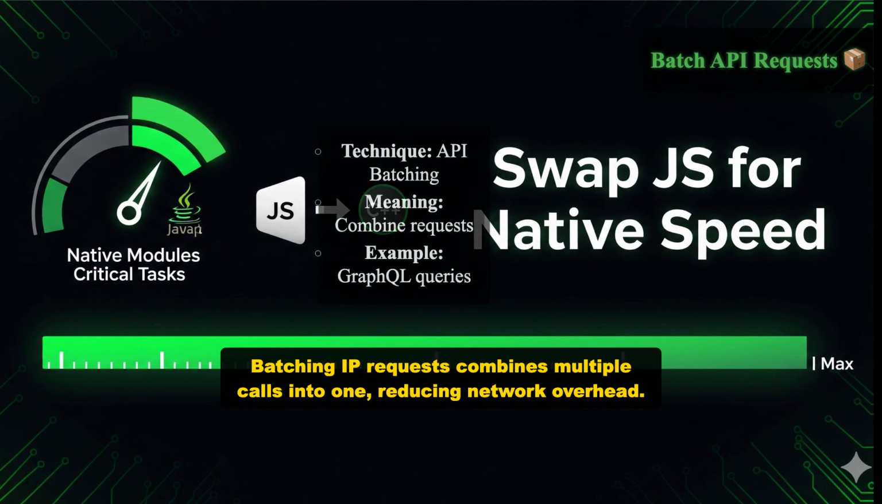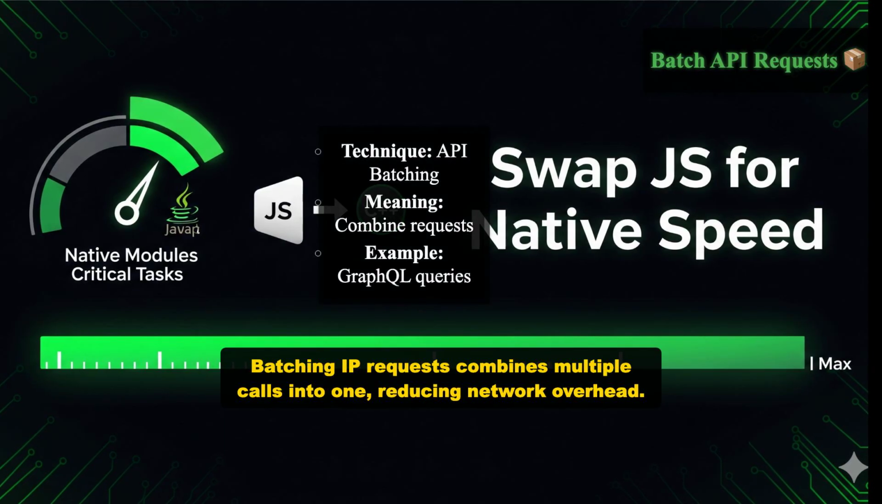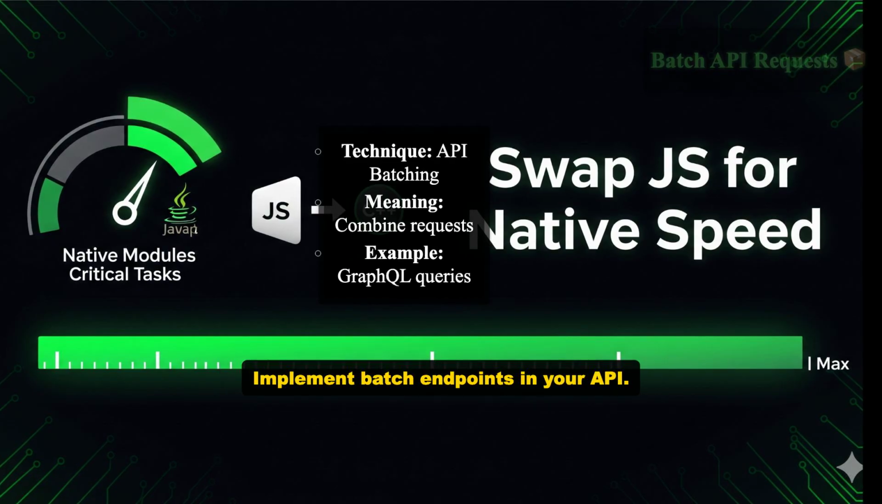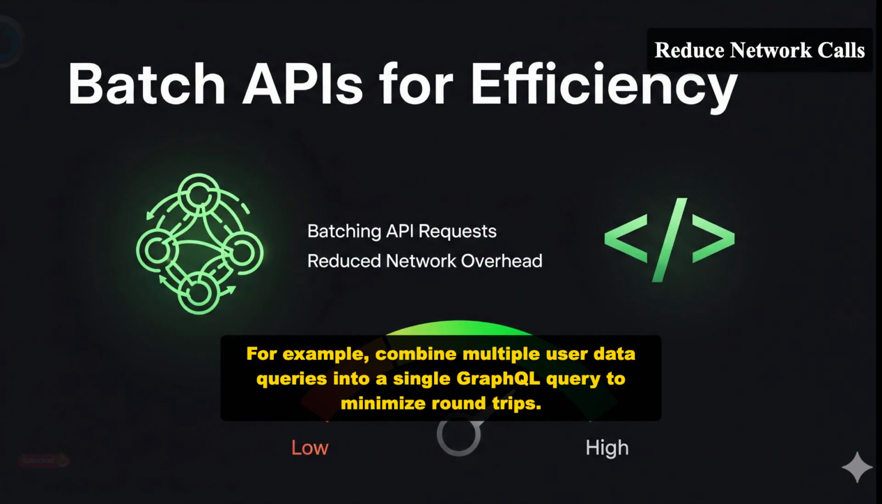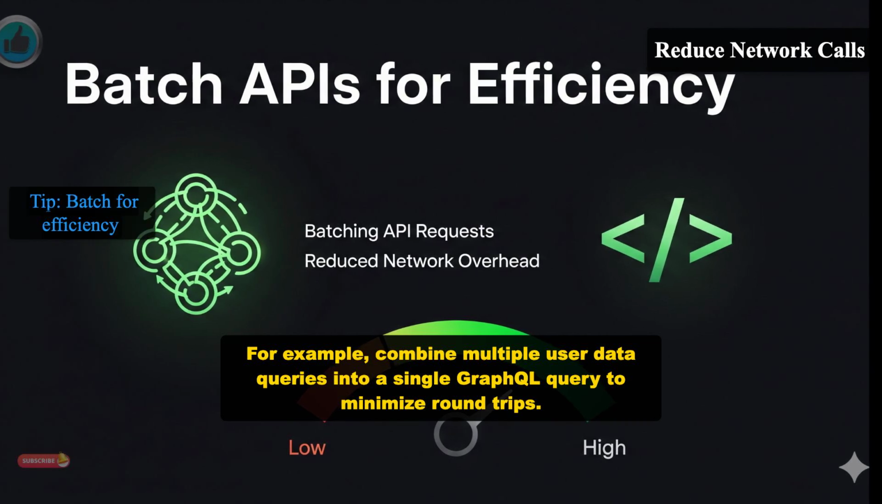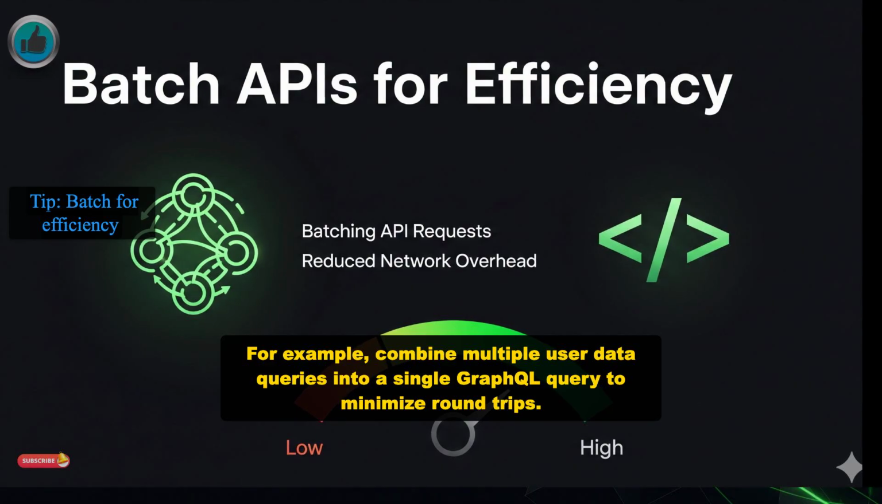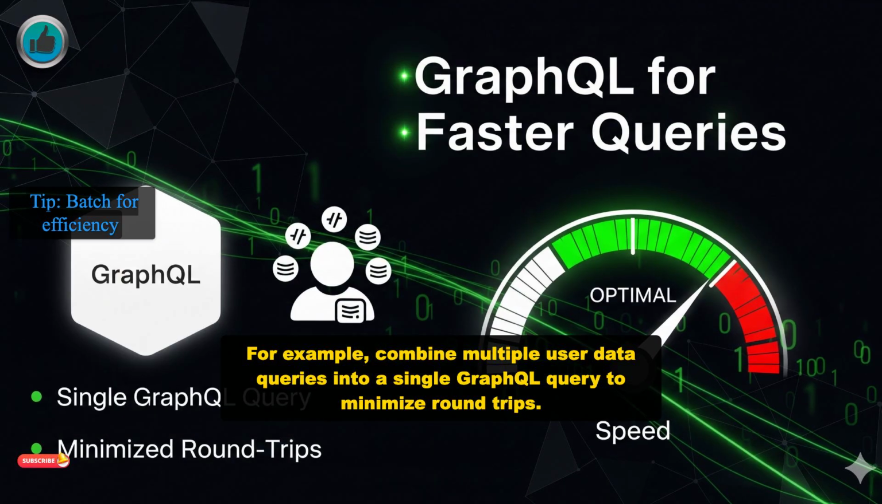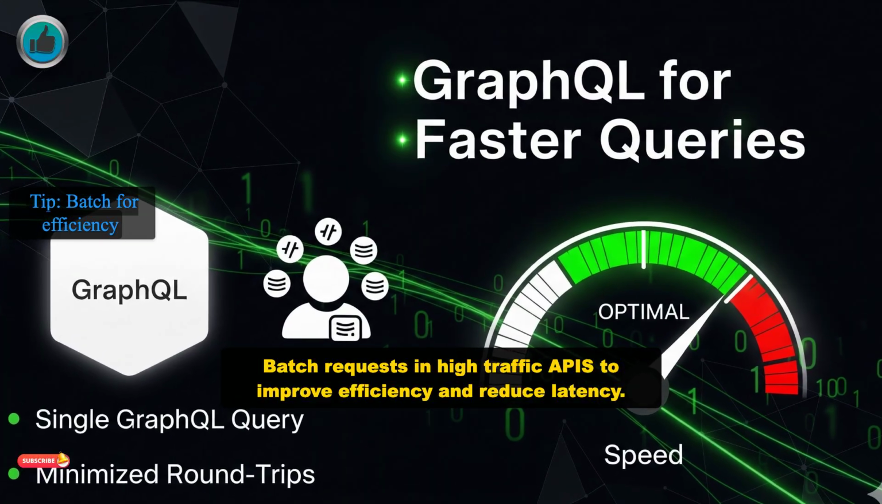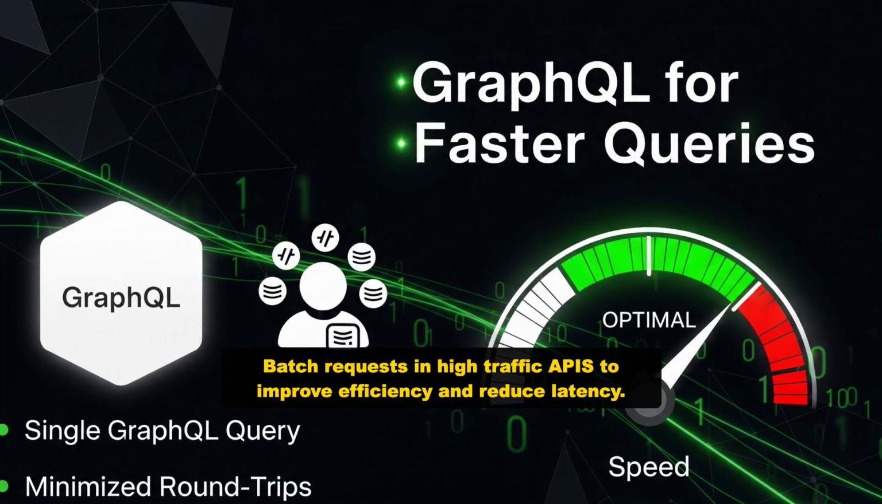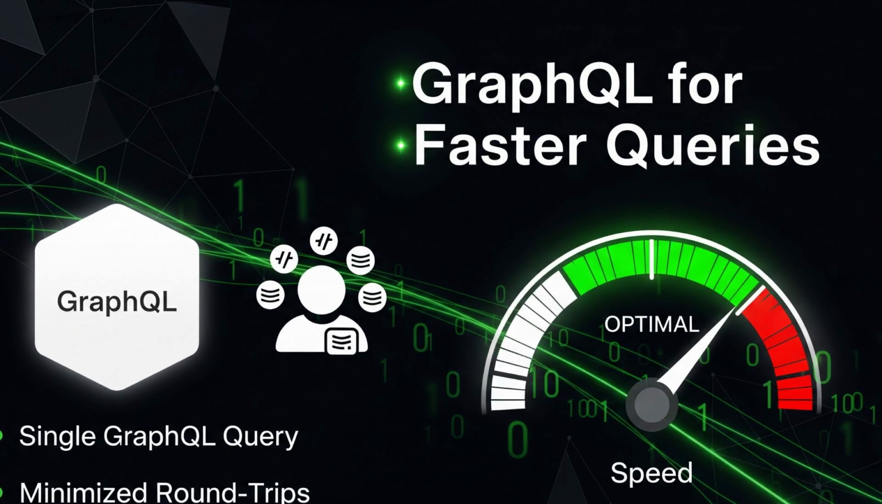Batching API requests combines multiple calls into one, reducing network overhead. Implement batch endpoints in your API. For example, combine multiple user data queries into a single GraphQL query to minimize round trips. Tip: Batch requests in high-traffic APIs to improve efficiency and reduce latency.